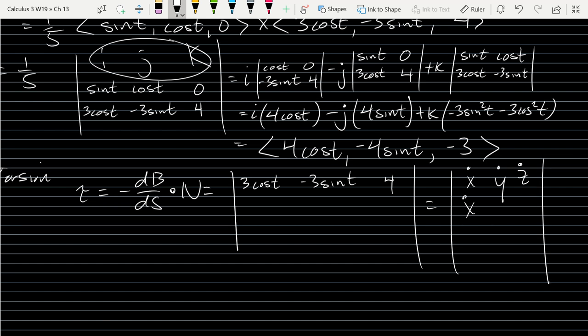What I'm going to do next is the second derivative row, which all I have to do is take the derivatives I see and then take the next derivative going down. So derivative of 3 cos t is negative 3 sine t. Derivative of negative 3 sine t is negative 3 cos t. Derivative of 4 is 0. And now ready for our third derivative. So we're just taking the derivative of the second row. So we have negative 3 cos t, positive 3 sine t, 0.